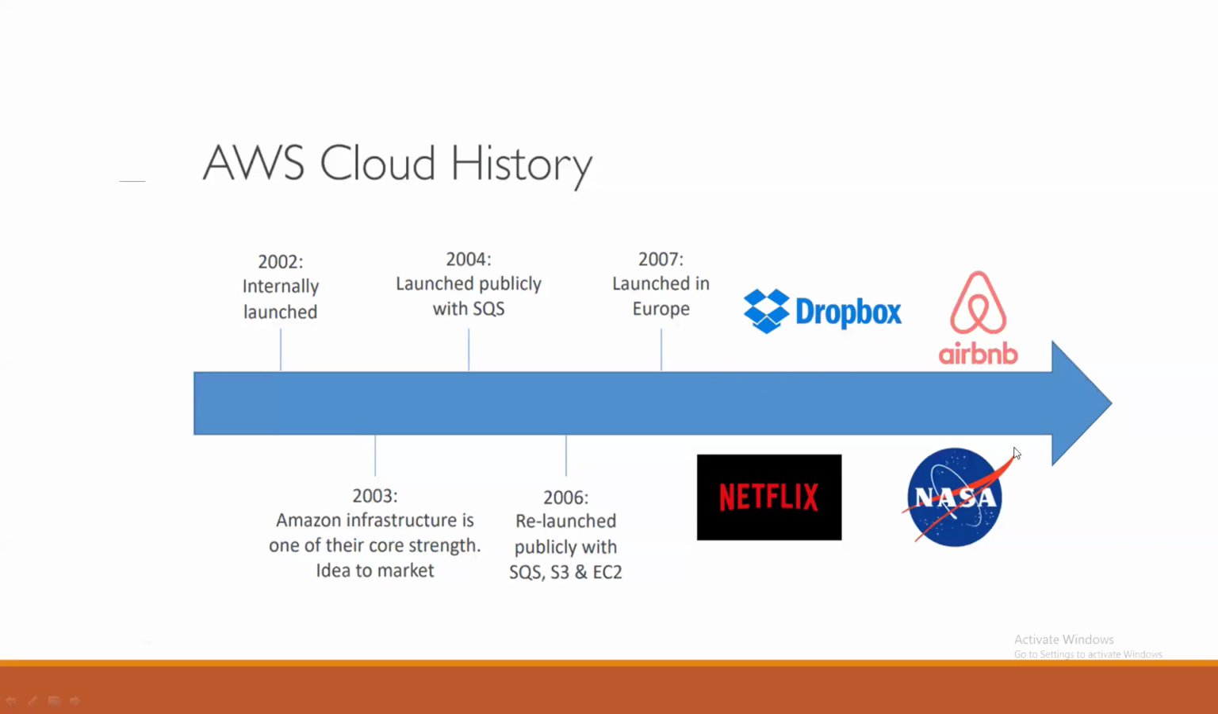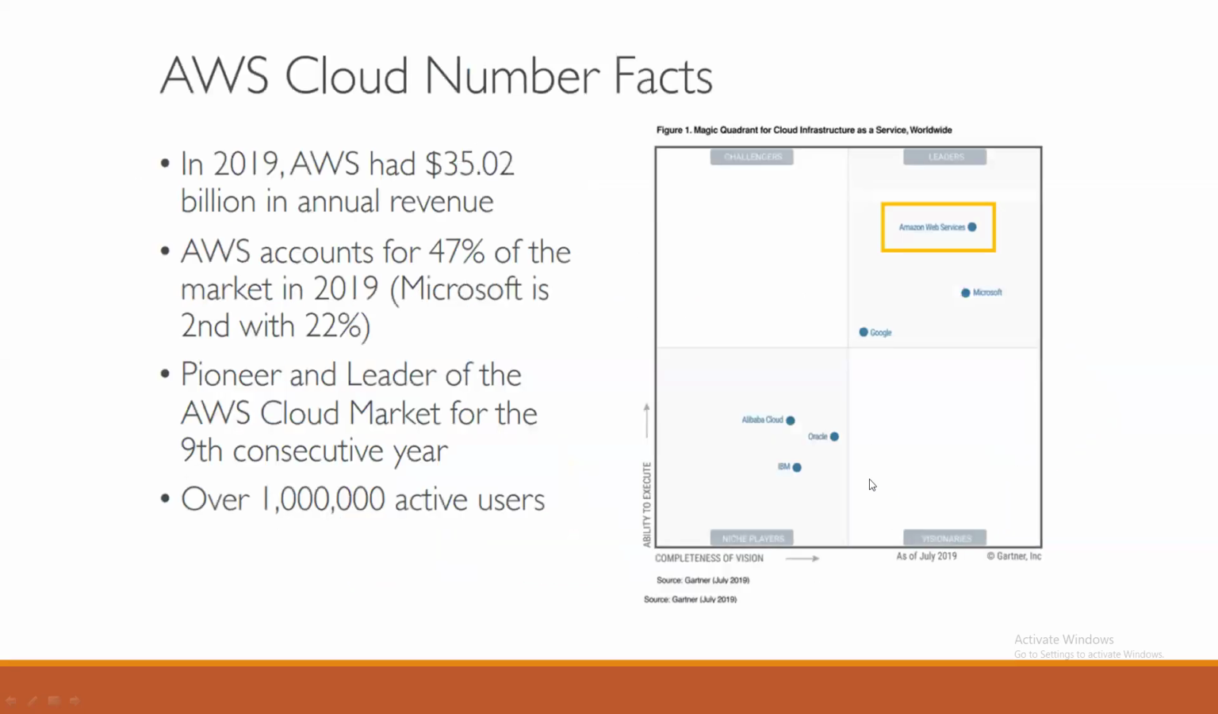So who is using the AWS cloud? Dropbox, Airbnb, Netflix, NASA. They all are using AWS, guys. Now some AWS cloud numbers: in 2019, AWS had 35.02 billion in annual revenue. AWS accounted for 47% of the market in 2019. It is the pioneer and leader of the cloud market for the ninth consecutive year, with over 10 lakh active users connecting.